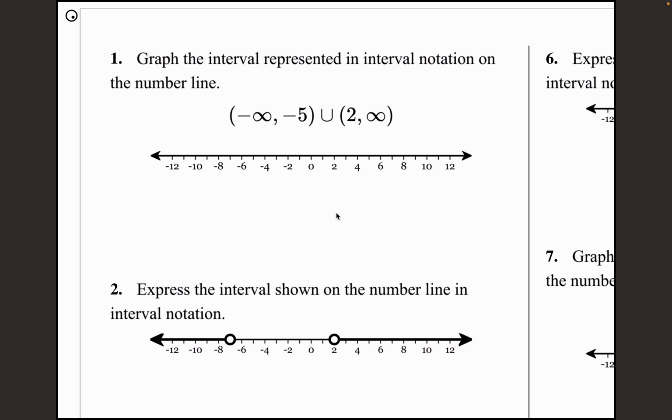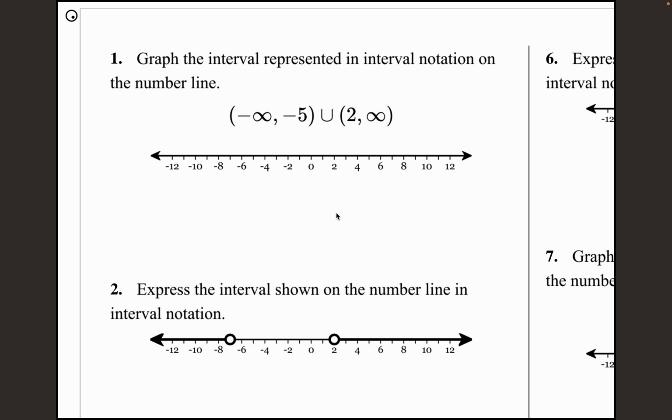We have an open circle right at 2. So I'm going to mark my 2 right here, and then I've got to put in a parentheses or a bracket. Since it's an open circle, we need to put parentheses, comma, and the arrow continues on forever, and that's going to go to infinity. And there you go.